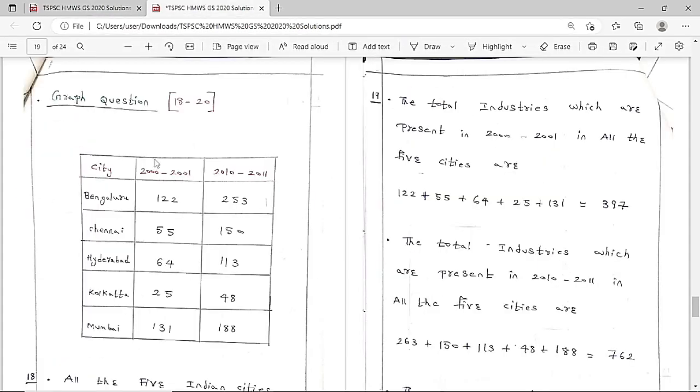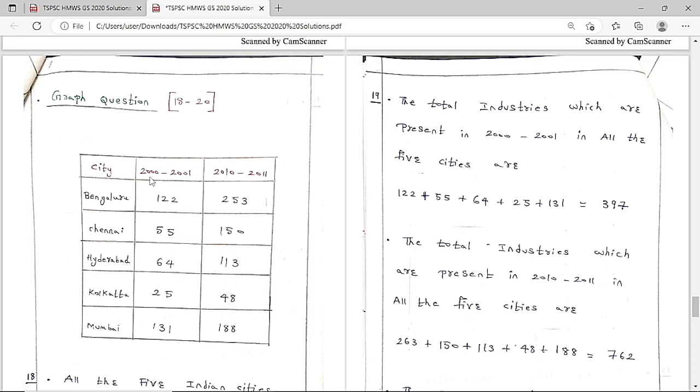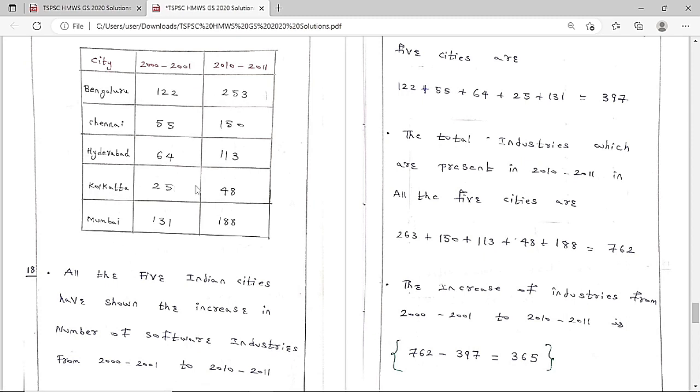As you can see clearly, I have written everything in a tabular format. This is the city, and this is the data: the number of software industries present from 2000 to 2001, and the number present from 2010 to 2011. In Bengaluru, we have 122 and here 253. In Chennai, it has 55 and it is 150. In Hyderabad, 64 and 113. In Kolkata, 25 and 48. And in Mumbai, 131 and 188.